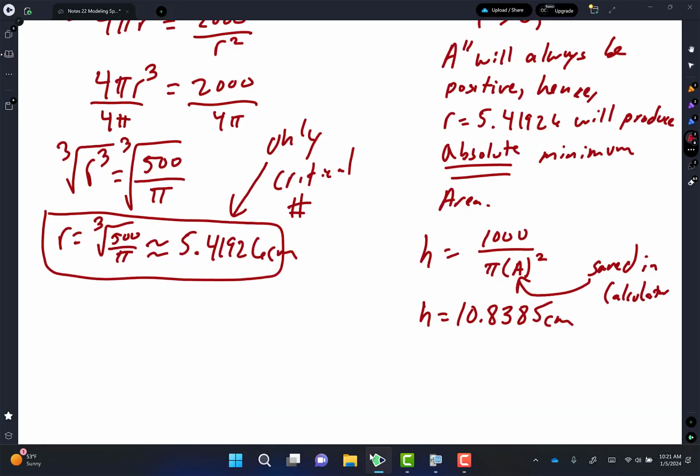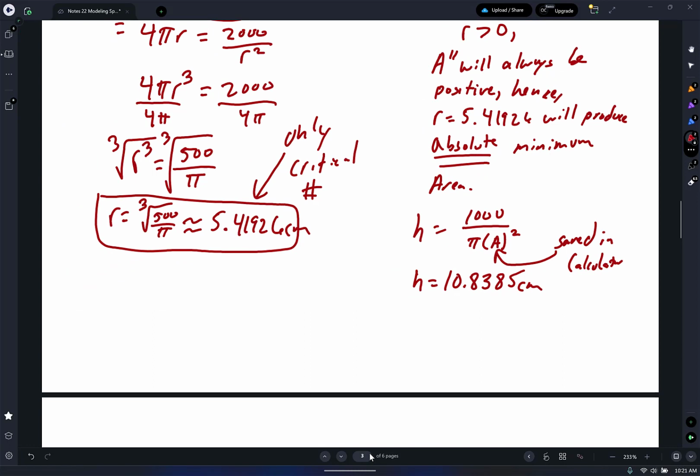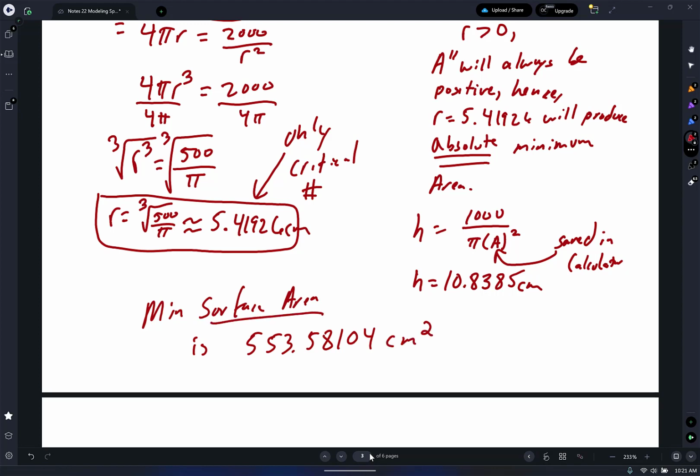Okay, so now let's do the hack question. What was my absolute surface area minimum? Min surface area is 553.58104, and then units. It's area. Oh, squared.